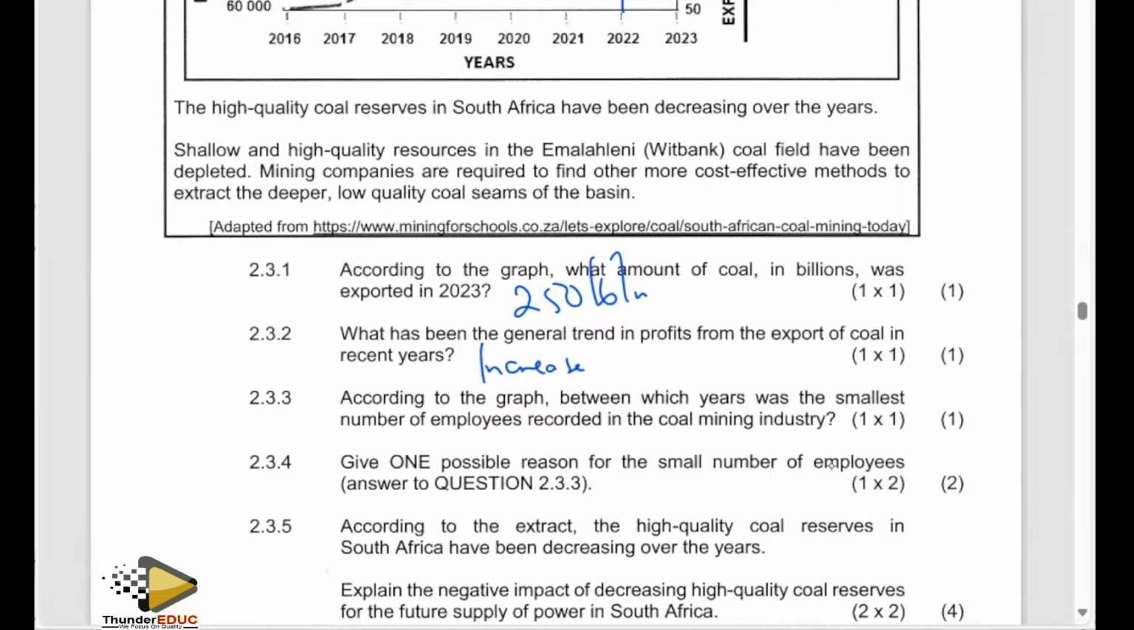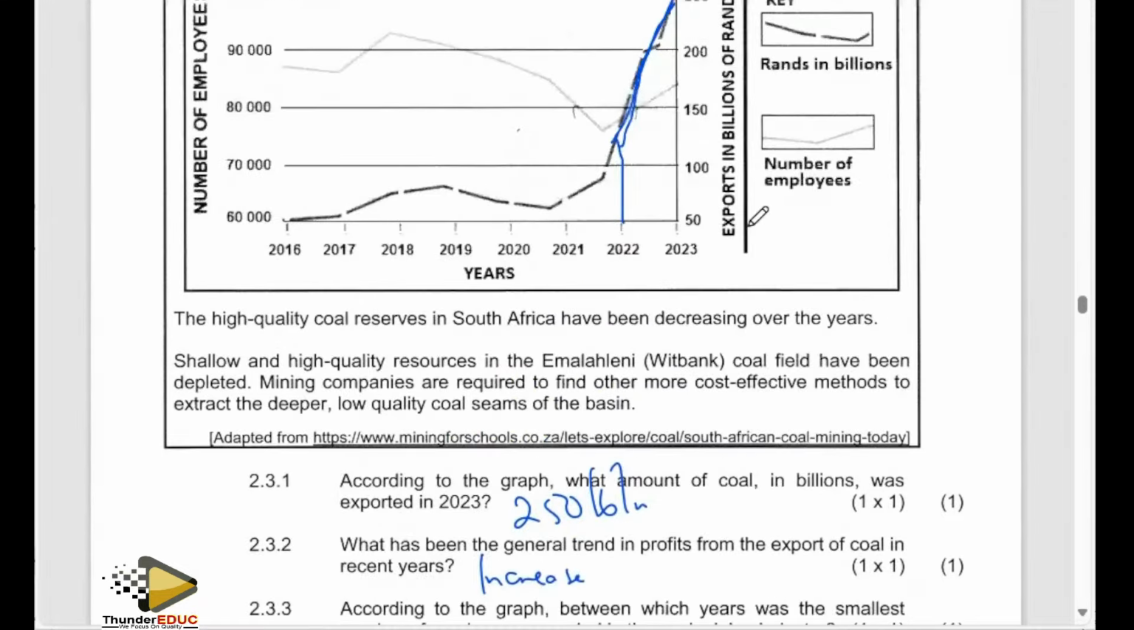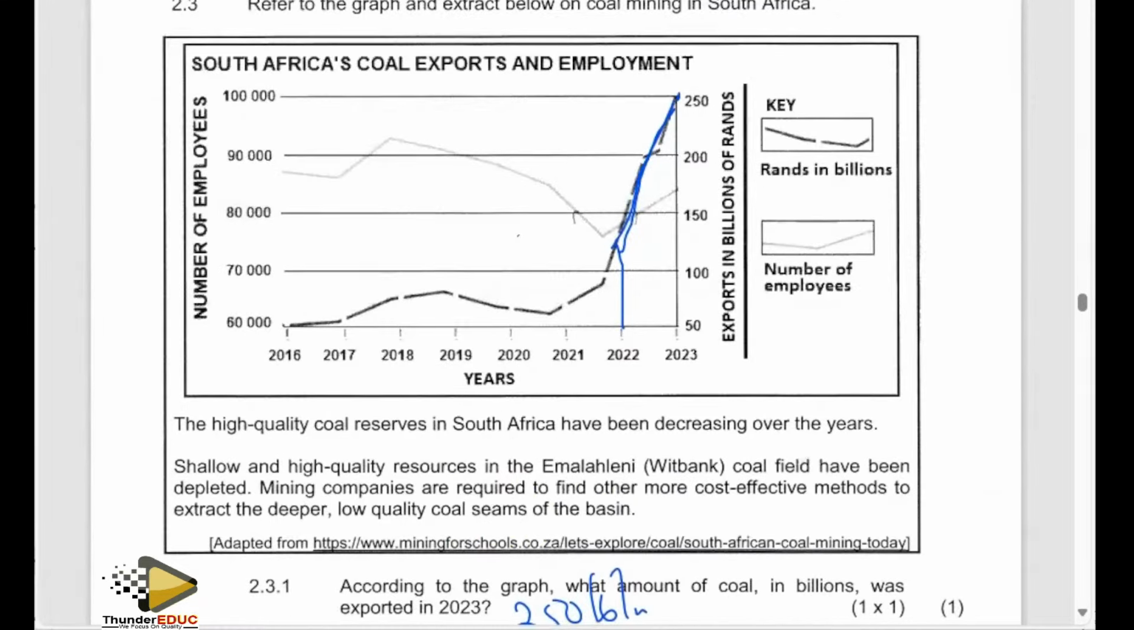Right, move on to the next question. According to the graph, between which years was the smallest number of employees recorded in the coal mining industry? Which means we want the reading of the employees in the coal mining industry, and we want to check where we have the least number of employees employed in the sector.